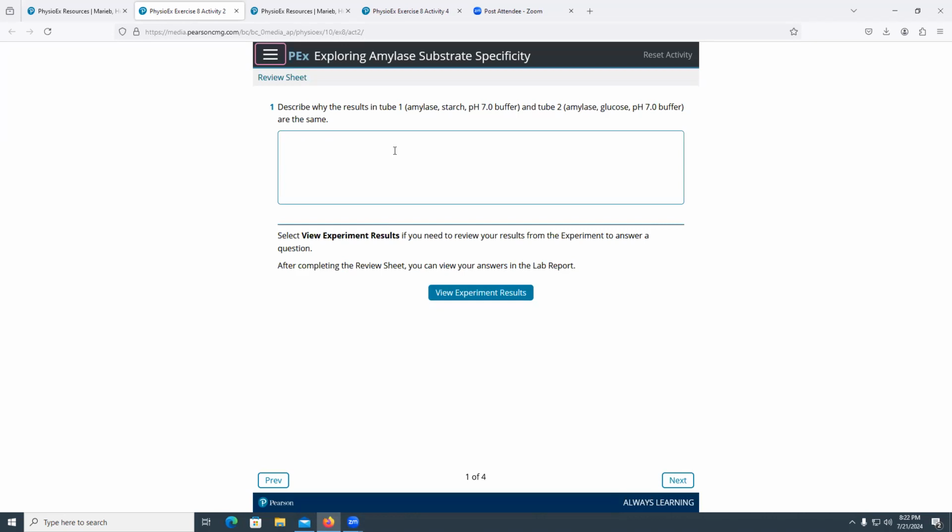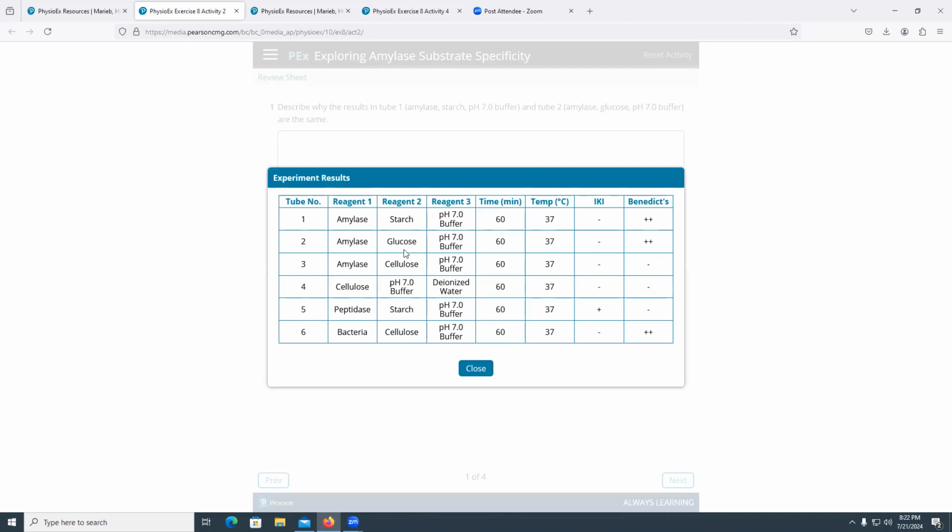Submit. Okay, describe why test tube 1, amylase, starch, pH 7, and test tube 2, amylase, glucose, pH buffer are the same. So why are test tube 1 and 2 the same? We talked about that. For 1, Benedict will only be activated when there are reducing sugars. For 1, I began with a polymer that was broken down by amylase into reducing sugars that were detected by Benedict. That's why we have a positive Benedict.